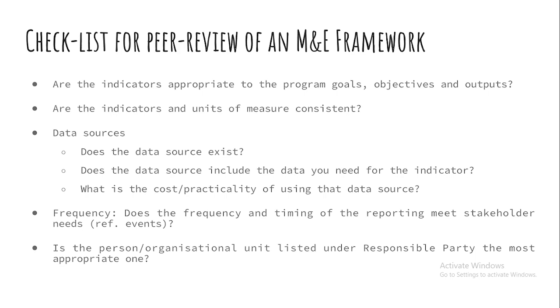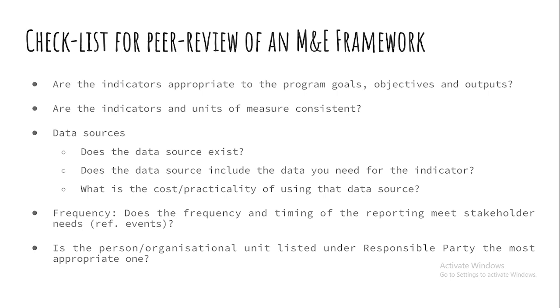You have to see if the indicators are appropriate for the program goals, projects or objectives, and outputs. Are the indicators and units of measure consistent? Are they consistent over time? Yeah, based on your previous experience in the project. Others, are they consistent? The data sources, do these data sources I'm indicating to get this data from actually exist? You have to verify that.